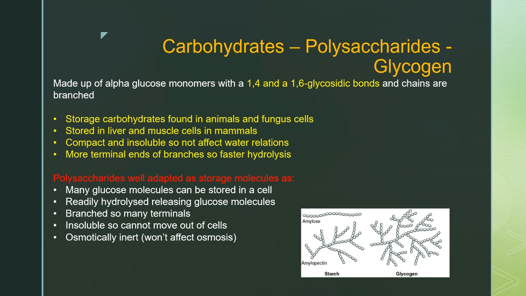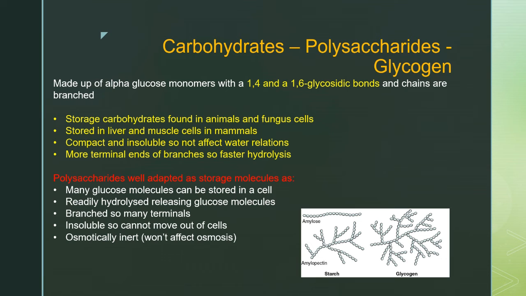Moving on to glycogen. This is also made up of alpha glucose with a 1,6 and a 1,4 glycosidic bond. There are no two types, there's just glycogen, and of course you have to have the 1,4 and 1,6 for this. The benefits are that they're storage carbohydrates found in animals and fungal cells. They're stored in the liver and muscle cells in mammals. They're compact and insoluble, so they don't affect water relations, but they actually have more terminal ends than starch on the branches, so hydrolysis occurs faster.